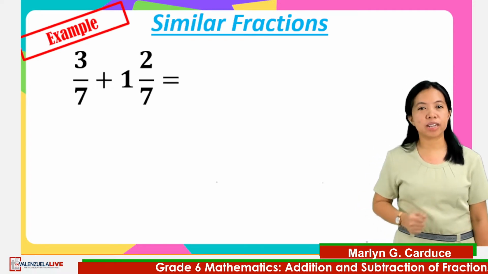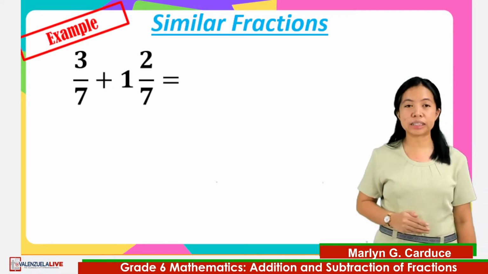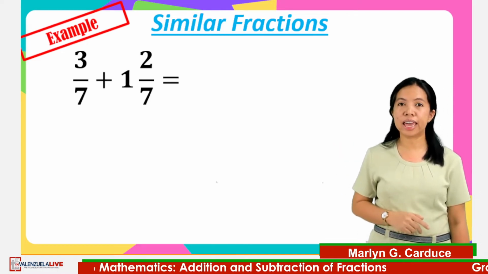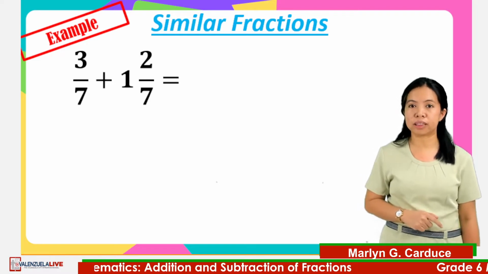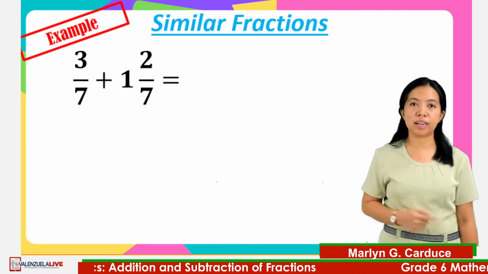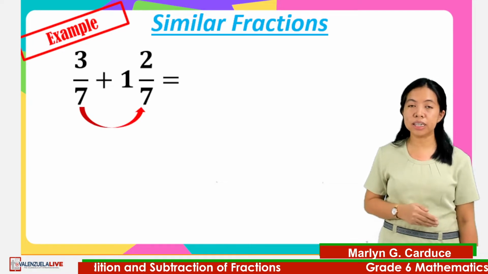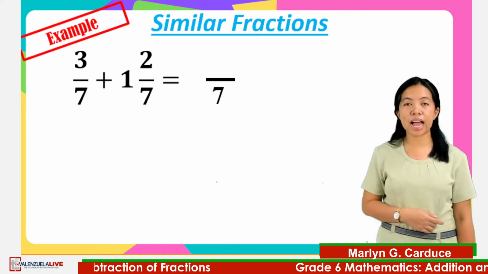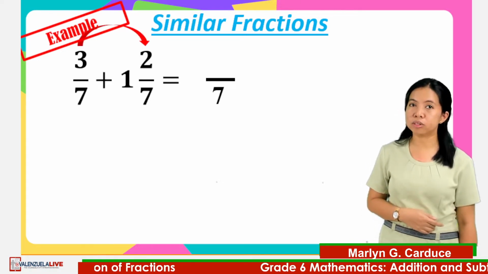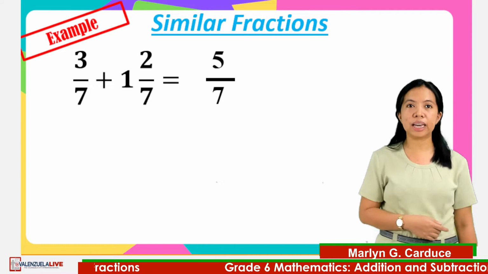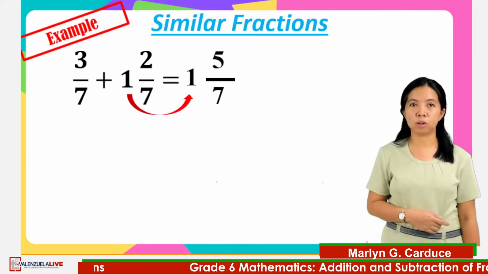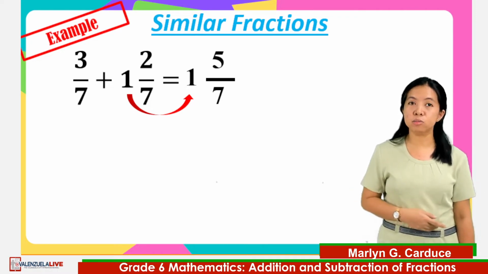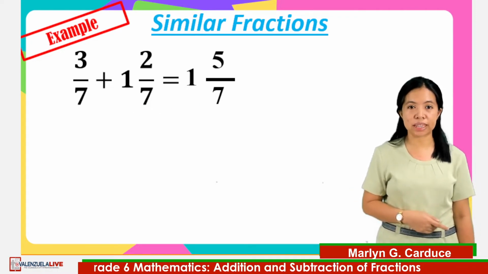Let's do some other examples on how to add or subtract similar fractions. So let's add 3/7 and 1 and 2/7. Using the same steps, let's copy the common denominator 7 and then add the numerators. 3 plus 2 equals 5. And write down the whole number, 1. And the answer now is 1 and 5/7.